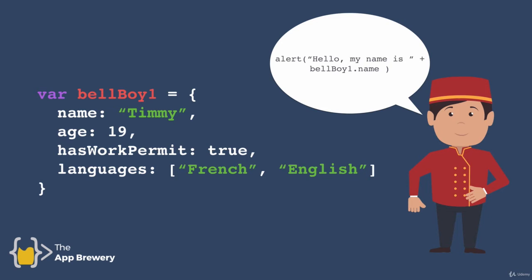Now, that alert might look like this. So, hello, my name is, plus bellboy1, which is the name of the object, dot name. And we're using the dot to access the property that's called name. And this would create an alert that says, hello, my name is Timmy. But our data is now far more structured, and it's much less likely that we'll make an error when we're assigning names and ages to our new bellboys. And by doing this, we've effectively just created a JavaScript object.